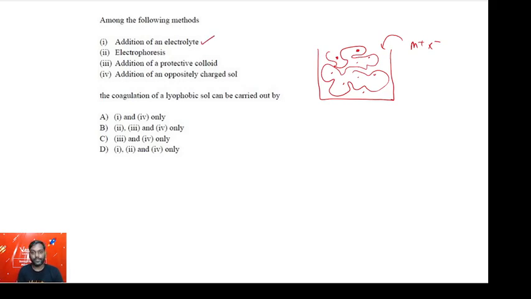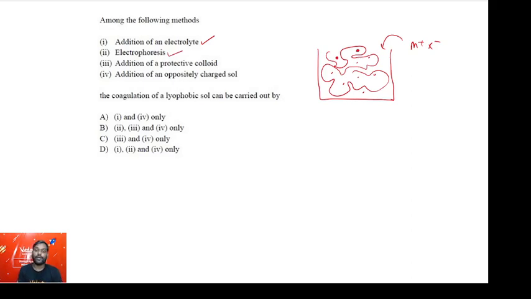Second is electrophoresis. In electrophoresis, under the influence of an external electric field, these particles will be attracted towards the opposite plate. If they have a negative charge, they will be attracted towards the positive plate, and when they reach there, they will lose their charge, and when they lose their charge, they will get coagulated. So yes, electrophoresis can also bring about the coagulation.